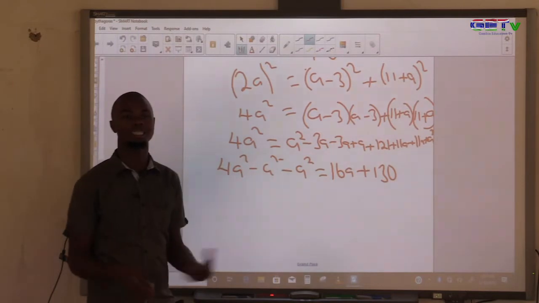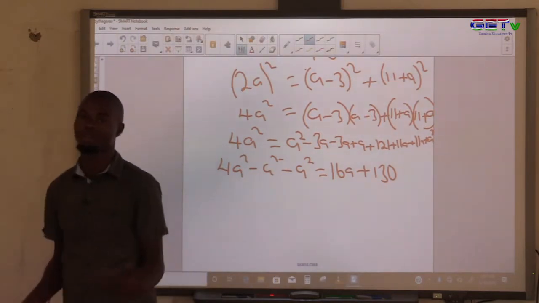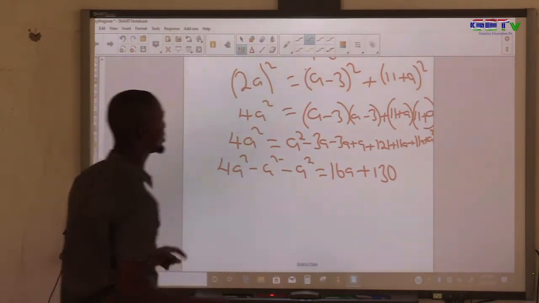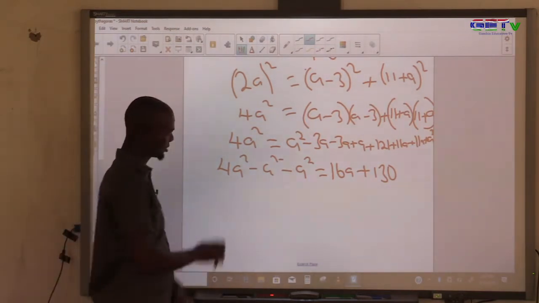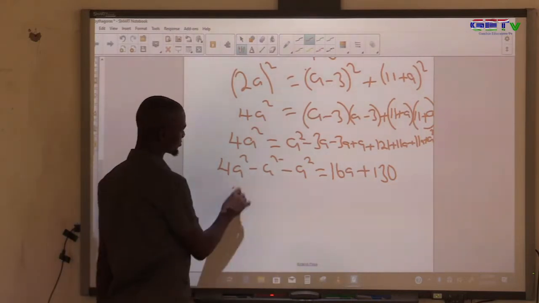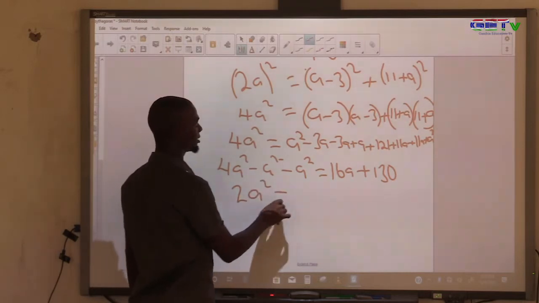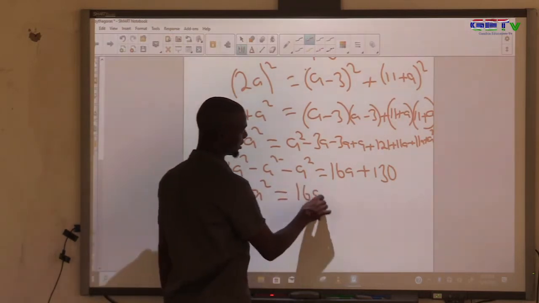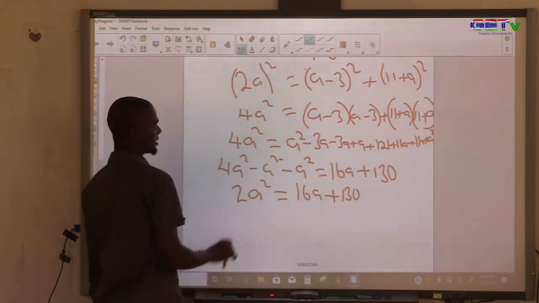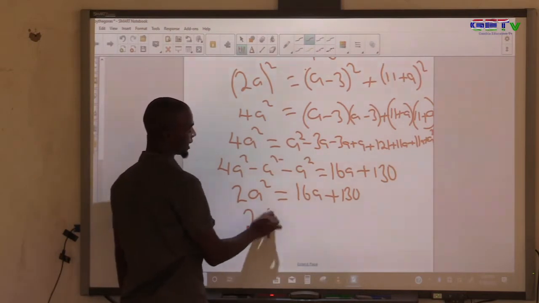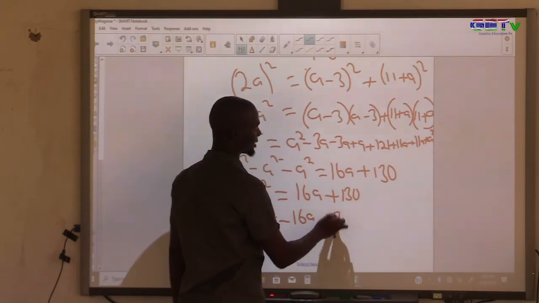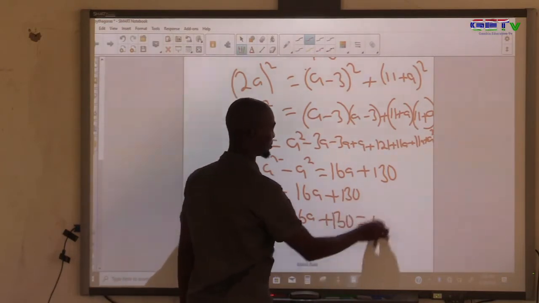If you look at it, it's an equation in which the highest power of the variable is 2. So it's a quadratic equation. So 4a square minus a square minus a square, that is 2a square. 2a square is equals to 16a plus 130. Writing this in standard form is 2a square minus 16a plus 130 is equals to 0.